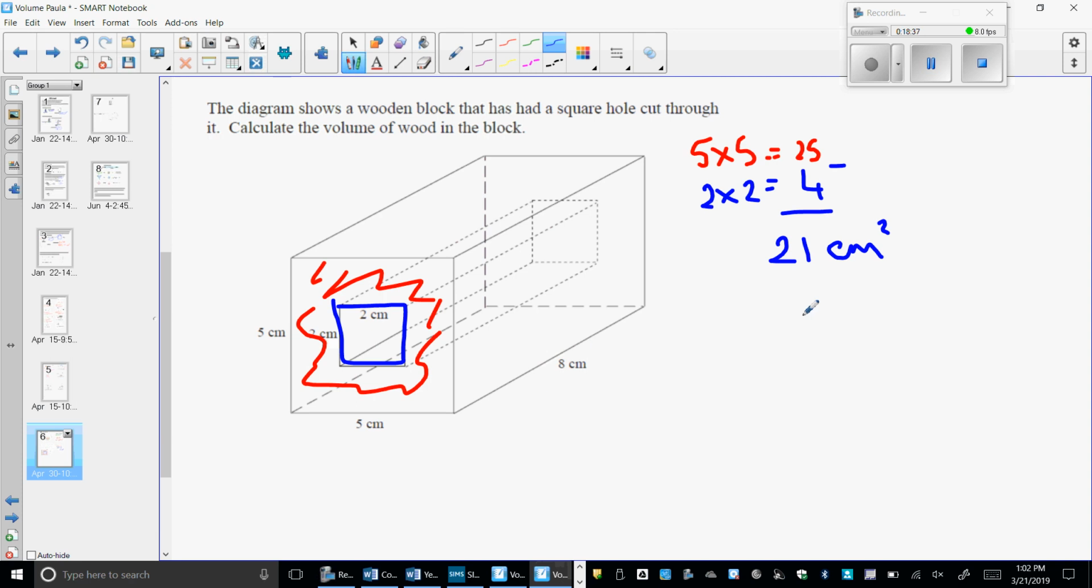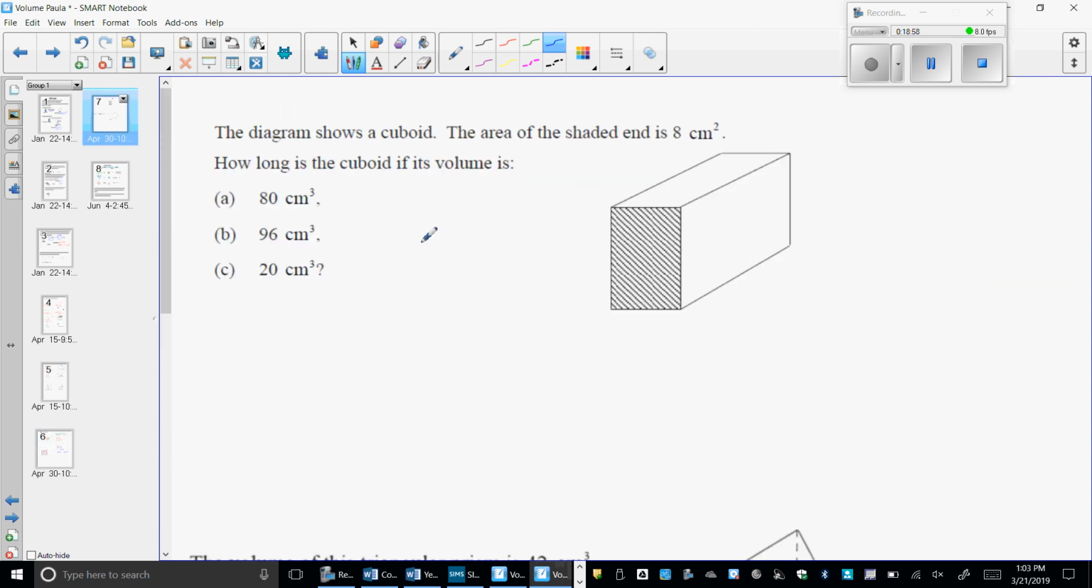The distance between those 2 faces is 8. So the volume is 21 multiplied by 8. Which is 168 centimeters cubed. Here we go. The diagram shows a cuboid, the area of the end face. So here they've told us this area of the end face. Okay? They've told us that this is 8 centimeters squared. These questions have told us the answer. They've told us the volume.